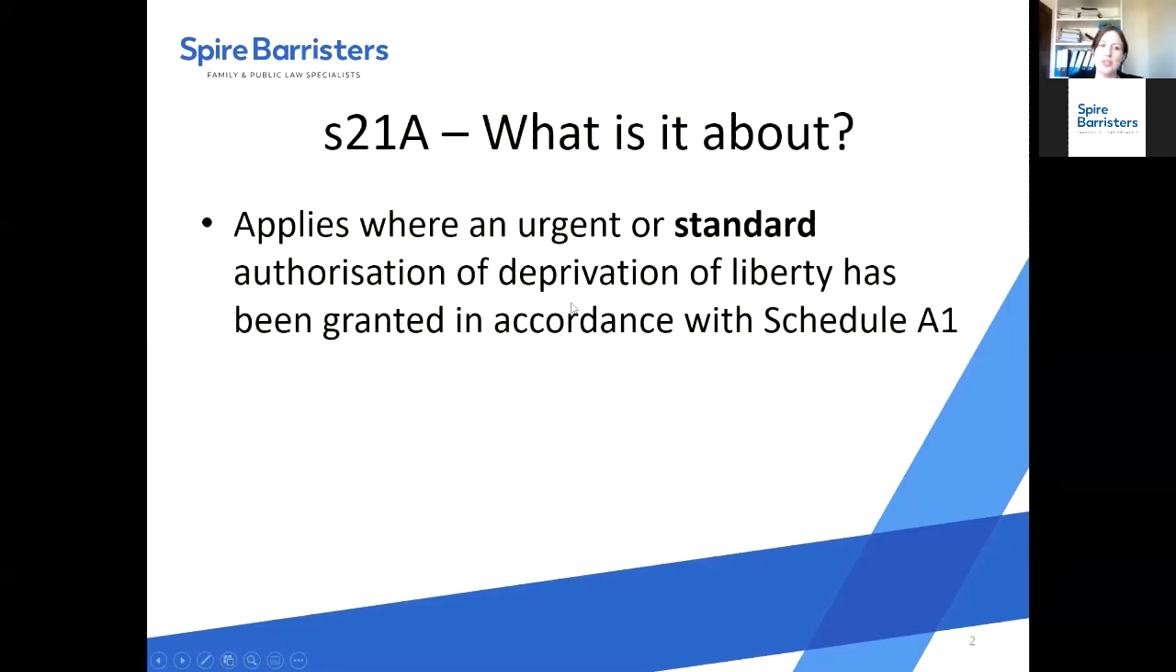So what's it all about, Section 21a? It applies where there is an urgent or standard authorisation of a person's deprivation of liberty, and where that's been granted in accordance with Schedule A1. I'm sure many of you are familiar with some of these basics, so I'm not going to spend much time on it. You'll be aware that Schedule A1 provides a statutory framework to authorise deprivations of liberty in care homes and hospitals, whereas at the moment the court needs to authorise community deprivations of liberty. So that's what we're talking about: challenges to those standard authorisations.